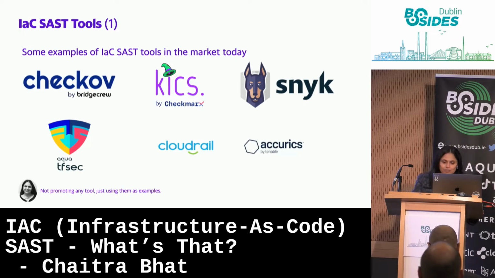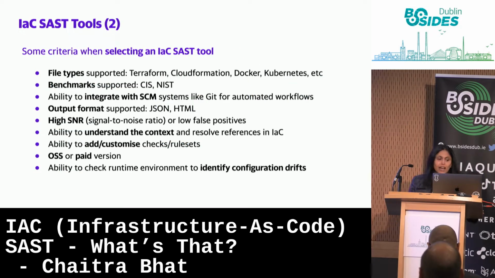for your organization. And in order to do that, here are some criteria, according to me, which are important when you go about selecting an IAC SAST tool for your organization. First and foremost, it should support the file types that your organization is going to use: Kubernetes, CloudFormation, Terraform, or these days the new kid on the block, Pulumi, I think. So you have to make sure that the tool supports all these file types. And it would be nice if it could support some of the industry security standards like CIS and NIST.